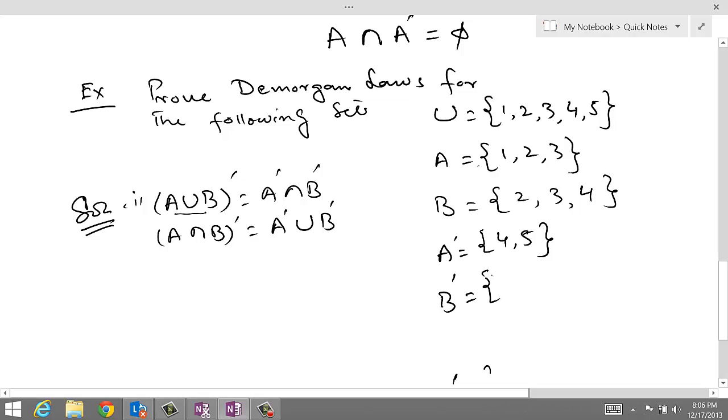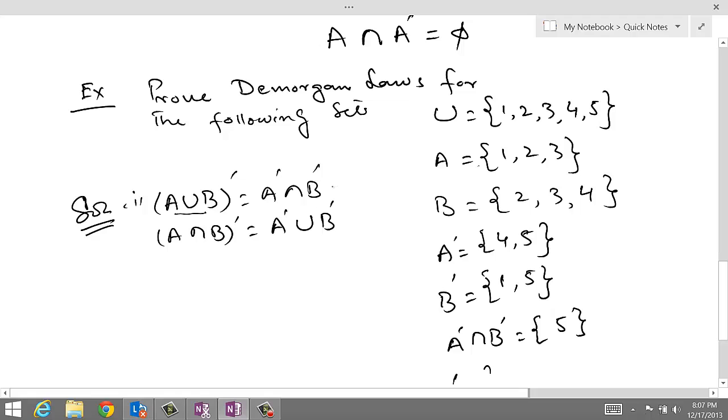So B complement will be 1 and then 5, because 2, 3, 4 are in B. The only elements left in U which are not in B are 1 and 5. So let's take their intersection, A complement intersection B complement. This is the set of common elements between A complement and B complement. So what is the number that is going to be included? The only common element is 5.